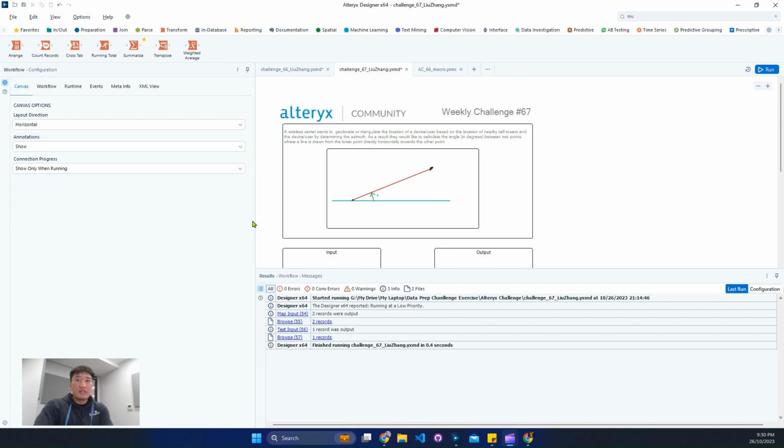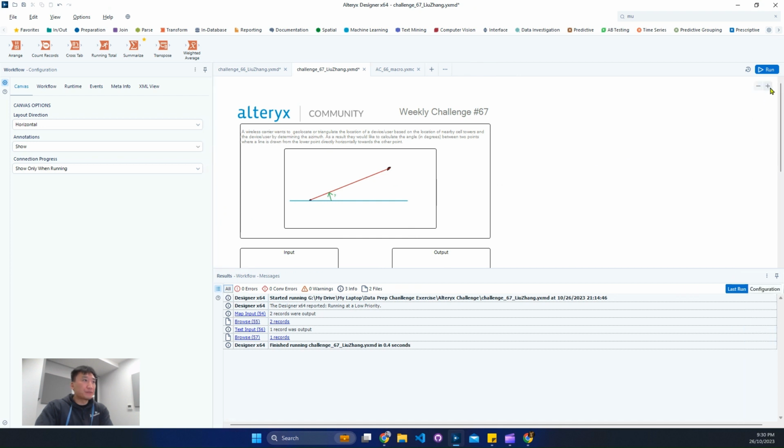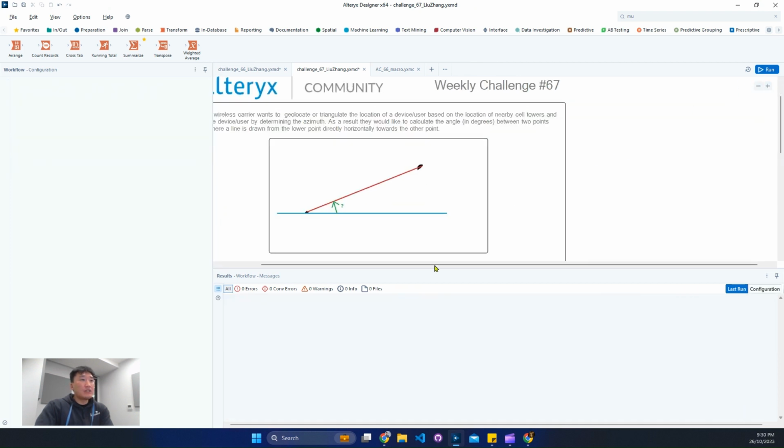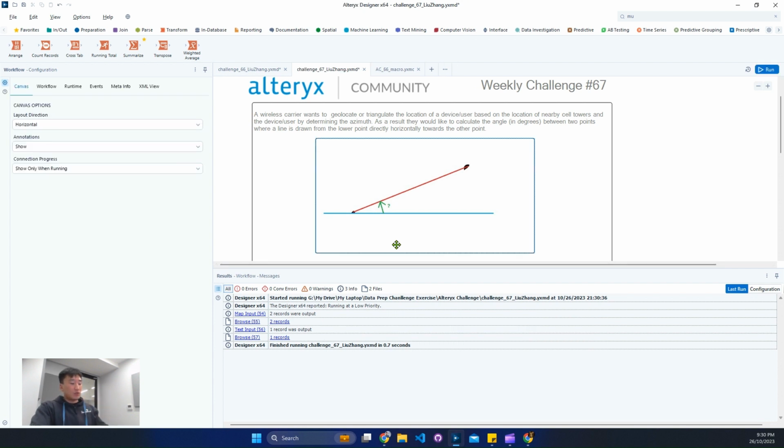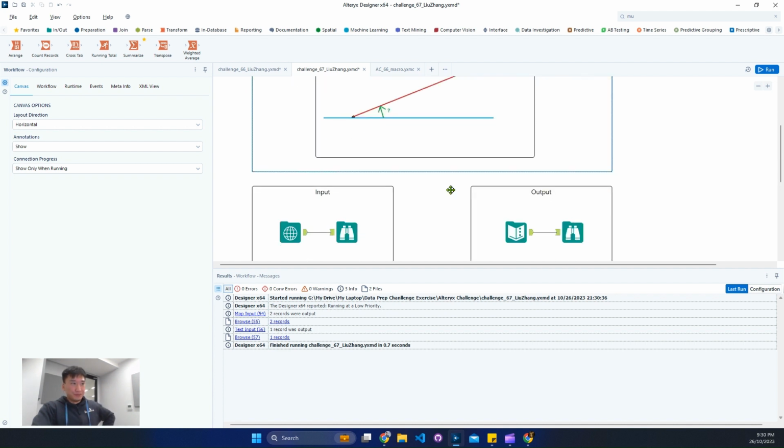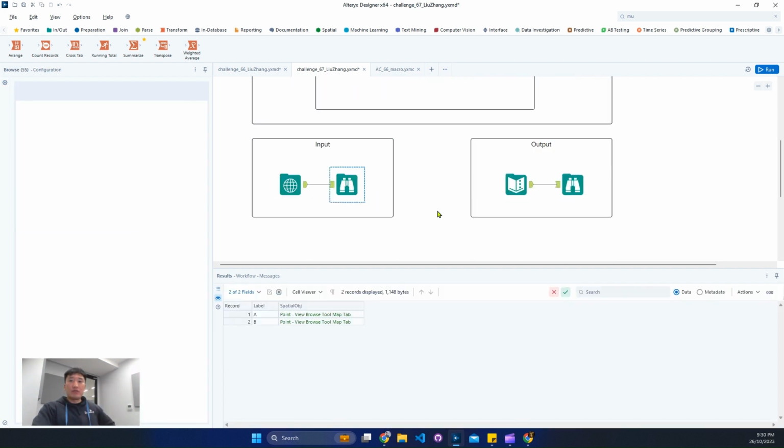Okay, challenge number 67. This time we have a spatial challenge. The challenge is actually quite straightforward if you look at the pictures. We have two points, and we try to find the angle from horizontal and the distance, the so-called hypotenuse. Hopefully you remember your trigonometry from high school. Then the challenge itself will be actually quite easy to do.